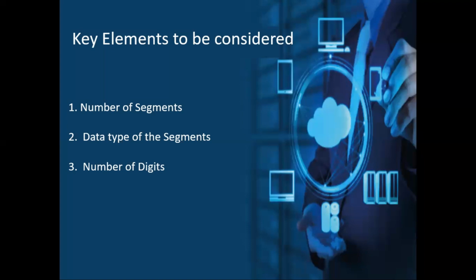And the third key element to be considered is the number of digits. So just decide what should be the number of digits which are allowed in the segment value. So in the case of say company code, whether it's 2 digits or 3 digits, and if it's a natural account, whether you want to go for 4 digits or 5 digits or 6 digits, and so on.